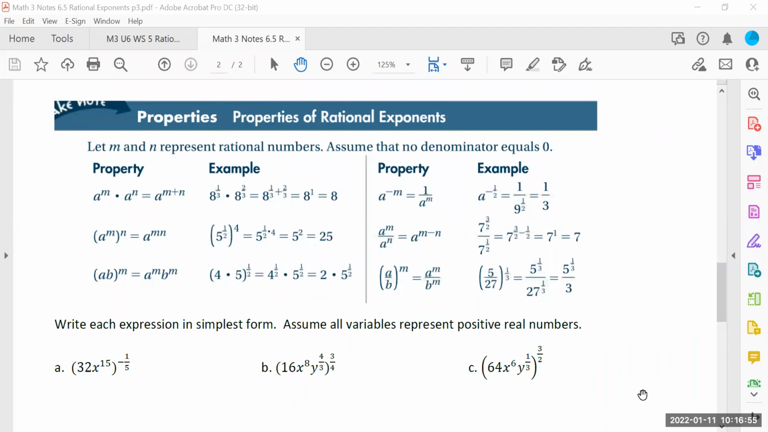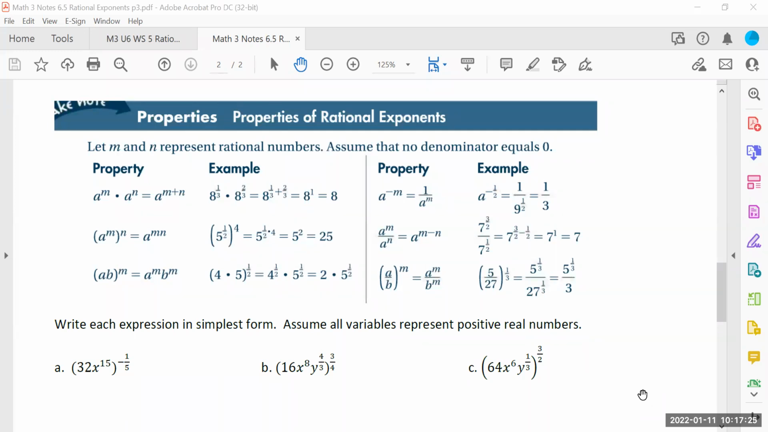You have all the properties of exponents here. Now, how many of you remember seeing this before? That when I have a to the m times a to the n, I add the exponents. Or if I raise a power to a power, I multiply those. How many of you, that looks familiar to you? You think you've seen it at some point? Okay, some of you, unfortunately not all of you. So if you have questions about these rules, please ask.